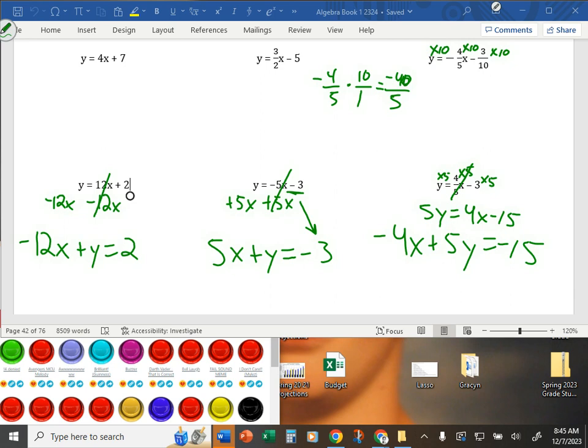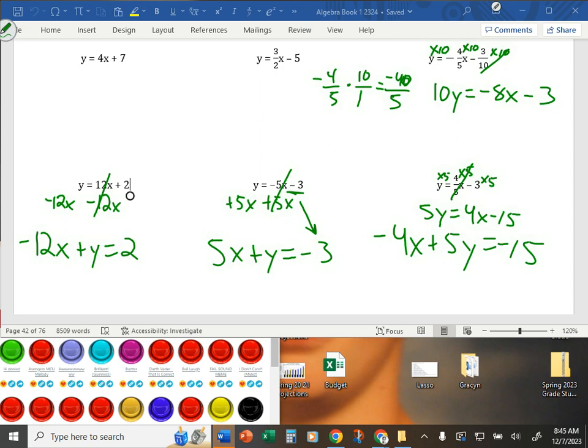So y times 10 is 10y. Negative 4/5 times 10 is negative 8x. We did the math right there. And then for the negative 3/10, it is a 10 and a 10. So these do end up canceling out, and you're just left with negative 3.